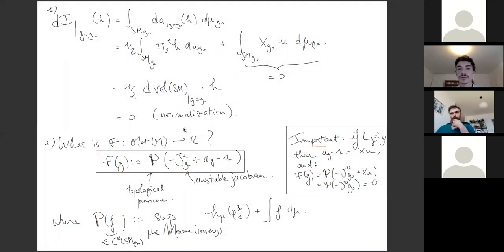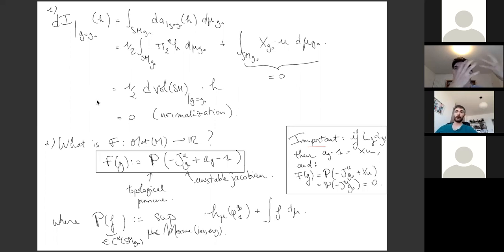Now, I'm not a dynamicist, so what is this unstable Jacobian? Well, how can I put this? I don't have a pen, so I can't write, but it's the determinant of the differential of the flow that you restrict to the unstable bundle.